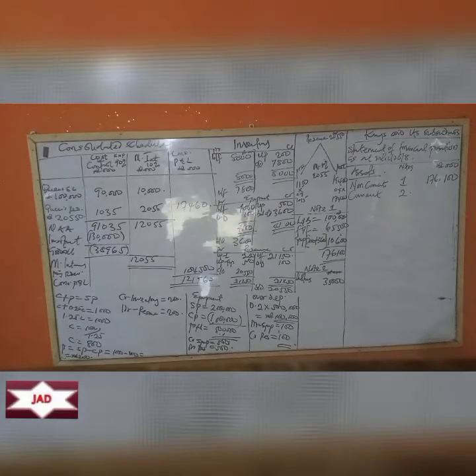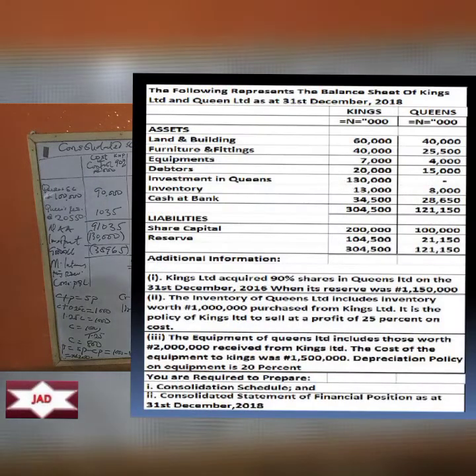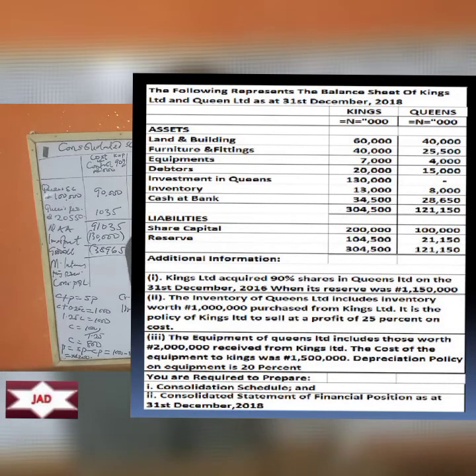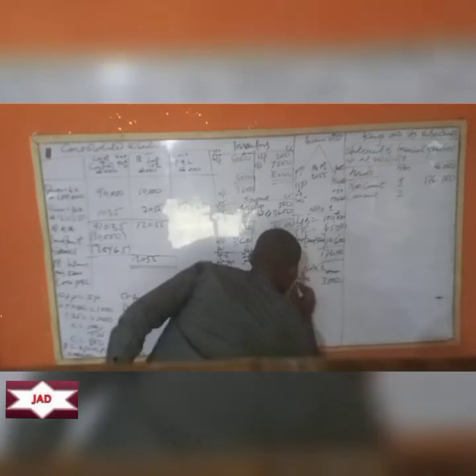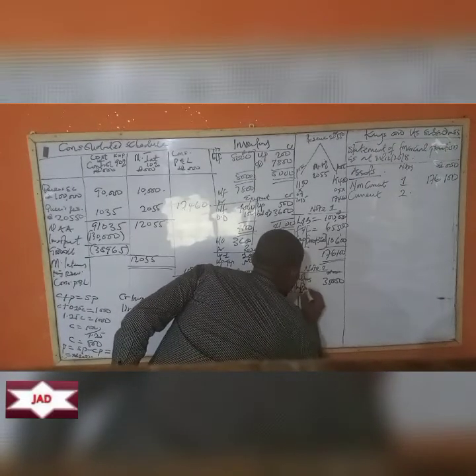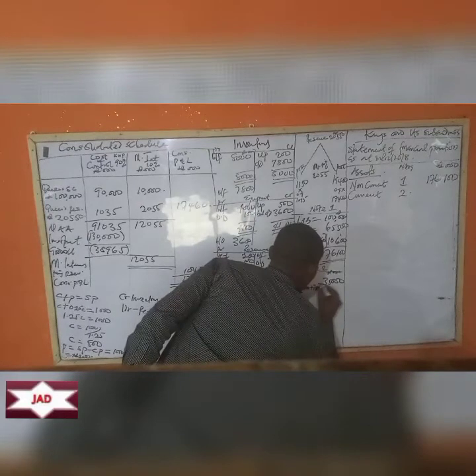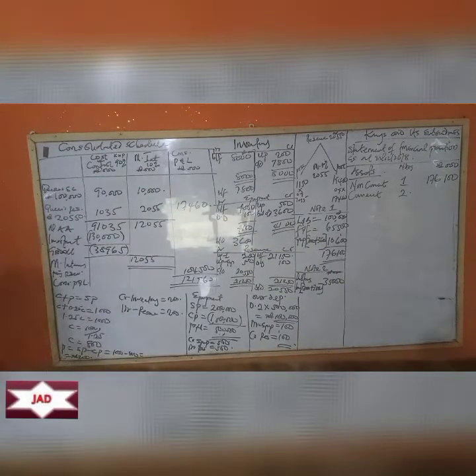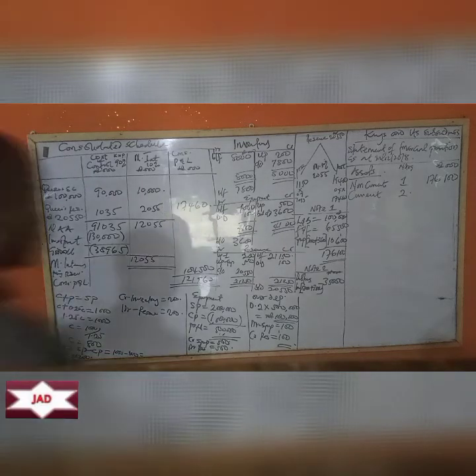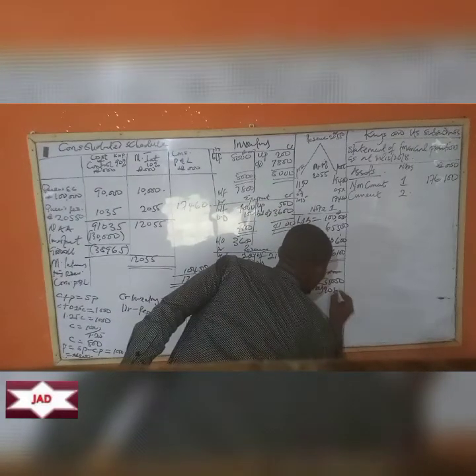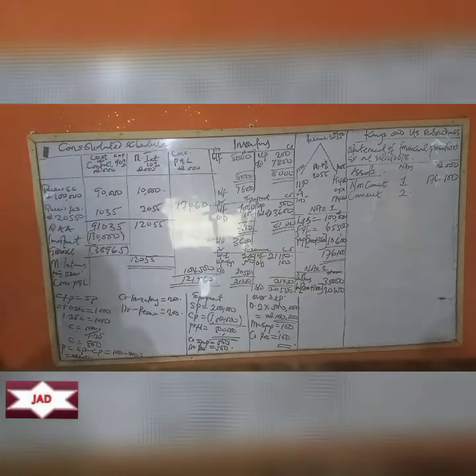Inventory. Inventory is 13,000 for the holding company, but there's a new inventory value here, 7,800. So inventory will be 13,000 plus 7,800. That's 20,800. What's the next one there?